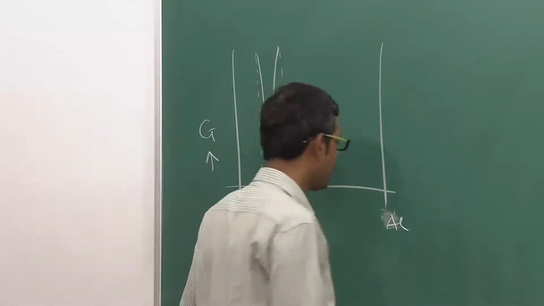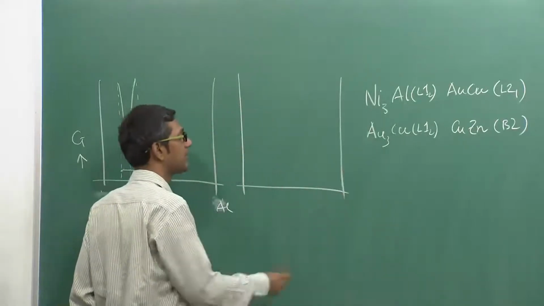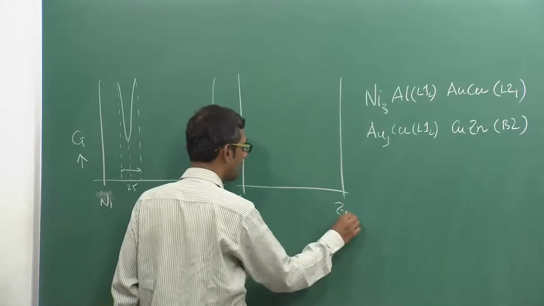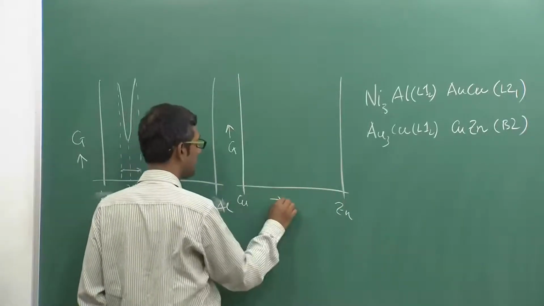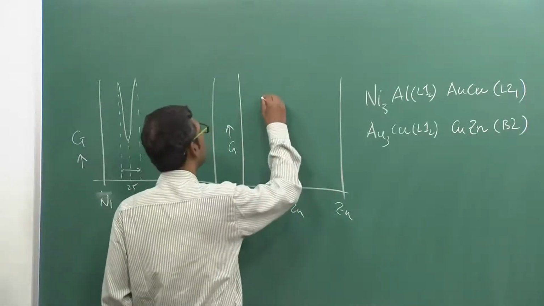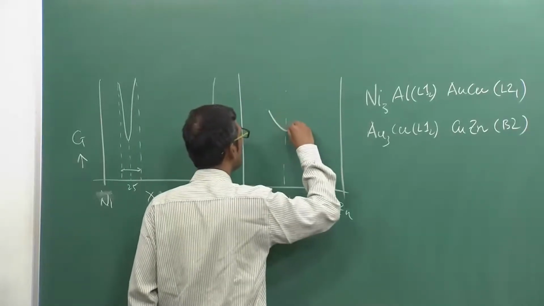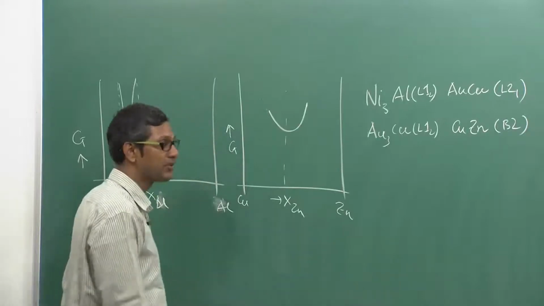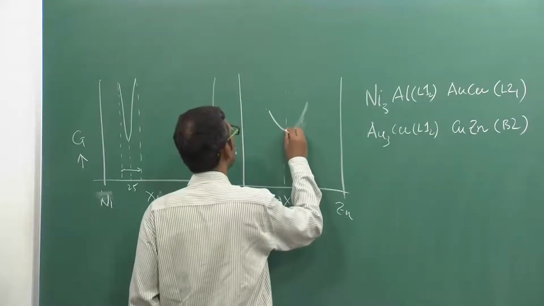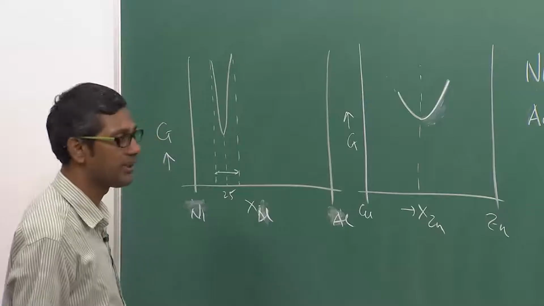But there are phases, like I said to you, copper-zinc. Copper-zinc has a large solubility around 50%. Suppose this is copper, this is zinc, and if I plot G and this is X_Zn, you will find that this is 50-50, and it is stable in a large composition range. So, we can actually get a shallow inverted parabola in the free energy composition diagram.